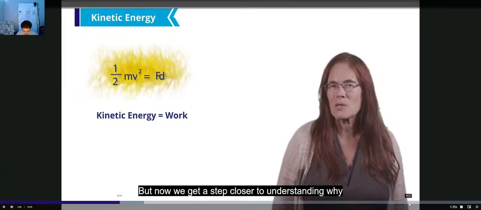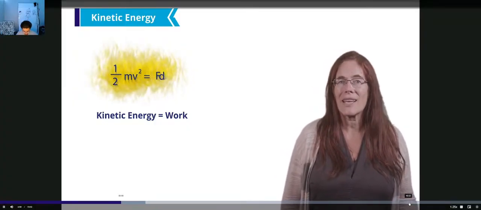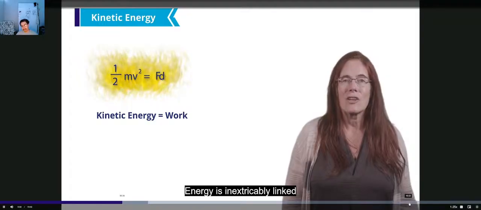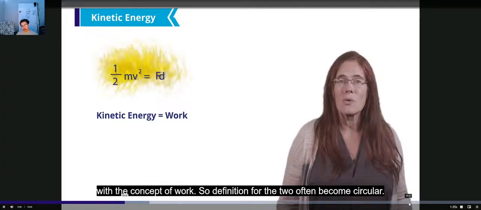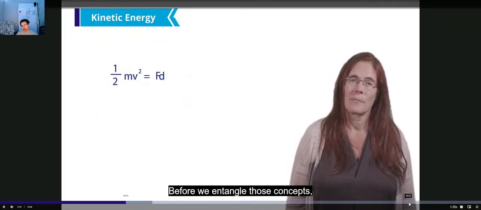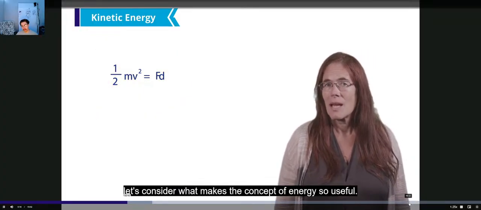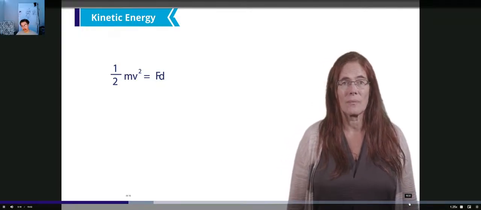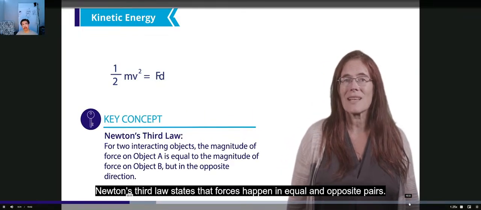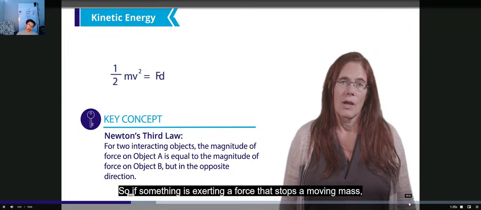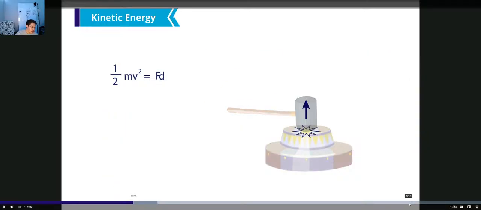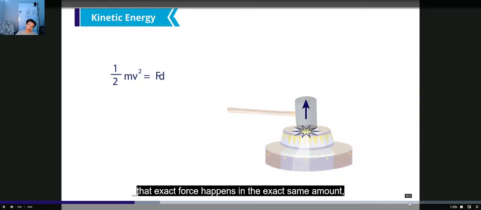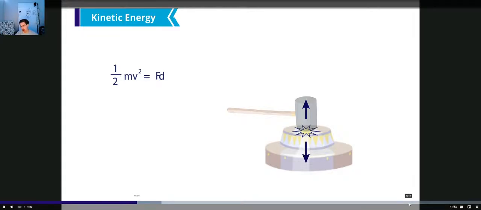But now we get a step closer to understanding why defining energy is so complicated. Energy is inextricably linked with the concept of work, so definitions for the two often become circular. Before we untangle those concepts, let's consider what makes the concept of energy so useful. Newton's third law states that forces happen in equal and opposite pairs. So if something is exerting a force that stops a moving mass, like the pad that we're slamming with a hammer, that exact force happens in the exact same amount, but in the opposite direction, onto the pad.